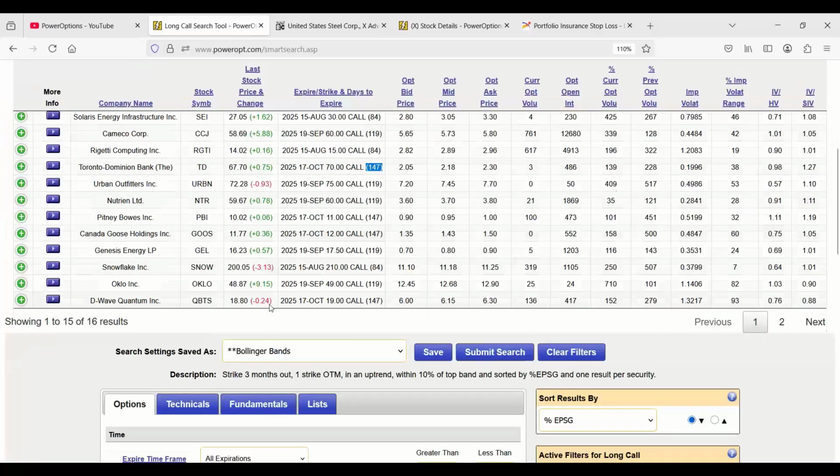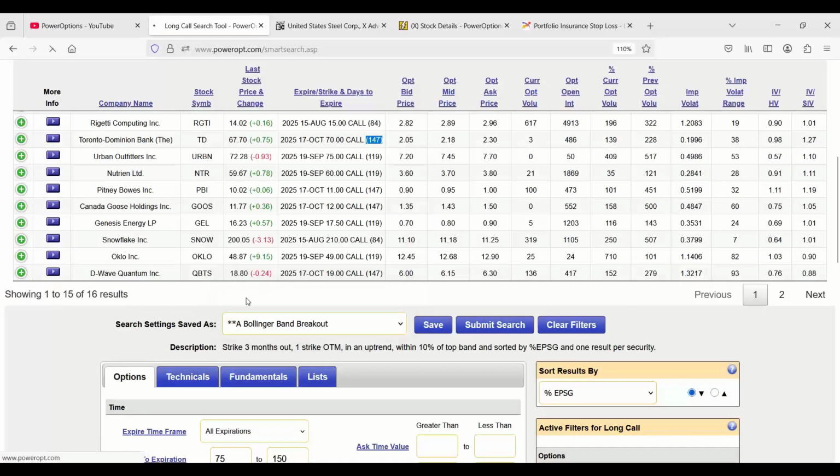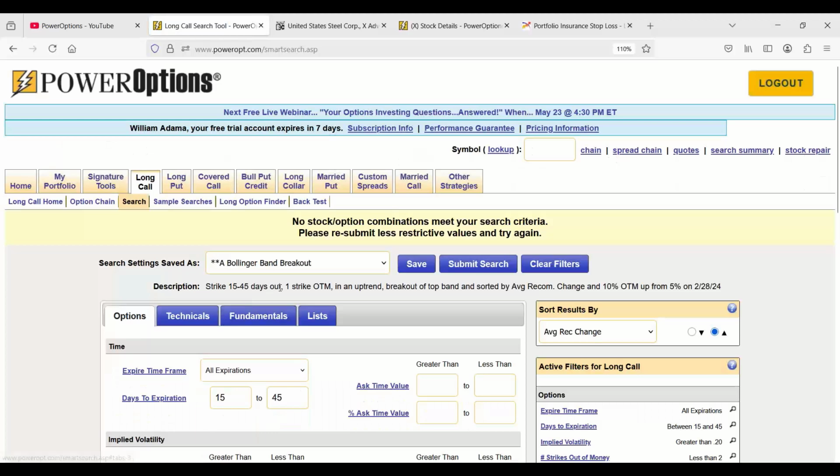This quicker look that you see here on the long calls, a Bollinger Band breakout, is a shorter term, 15 to 40 days out, one strike out of the money. You can see the description right there. And of course, you can adjust the criteria any way you want.